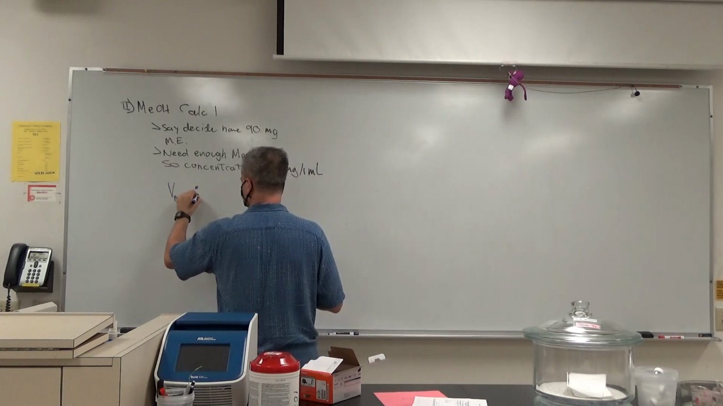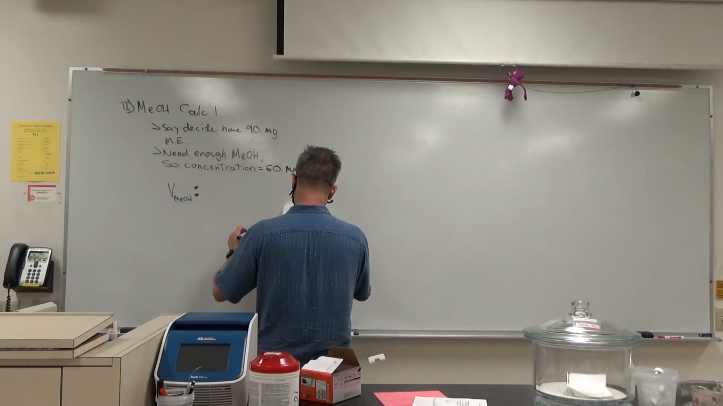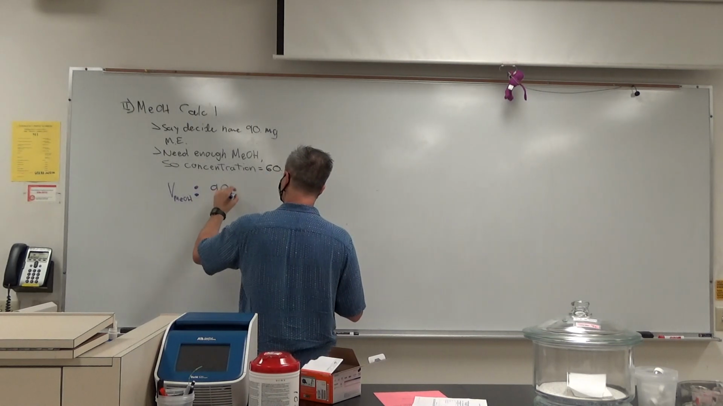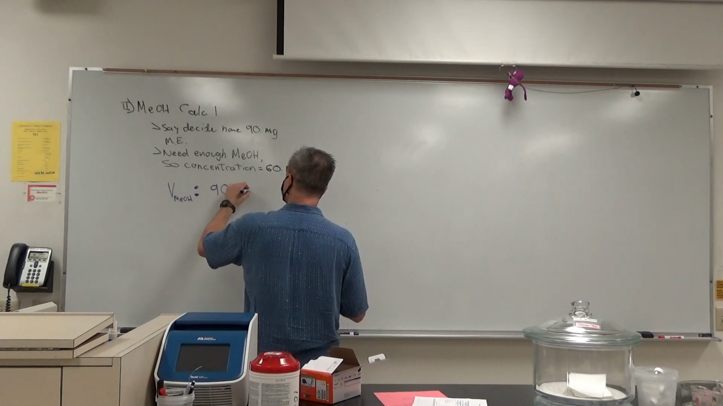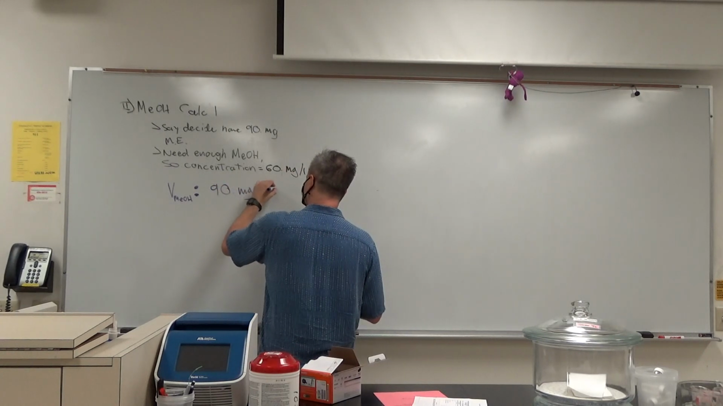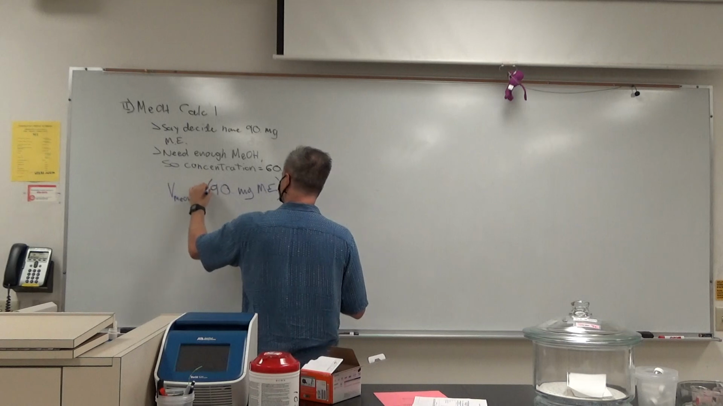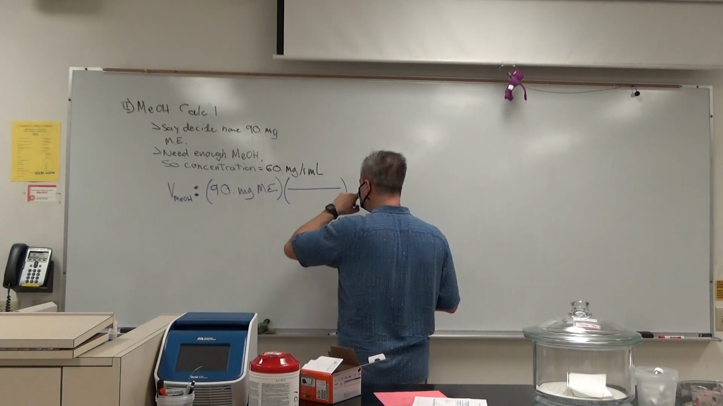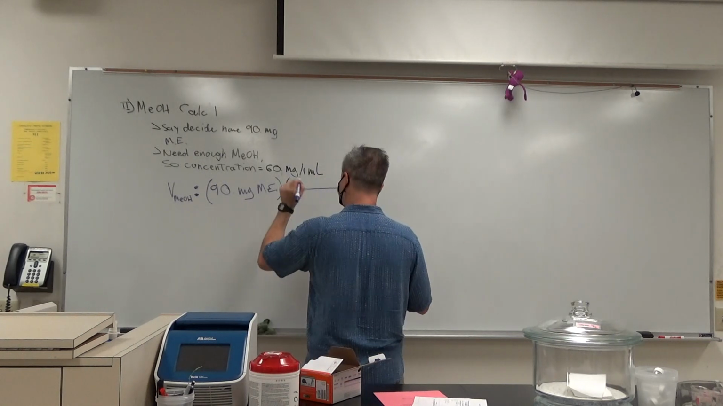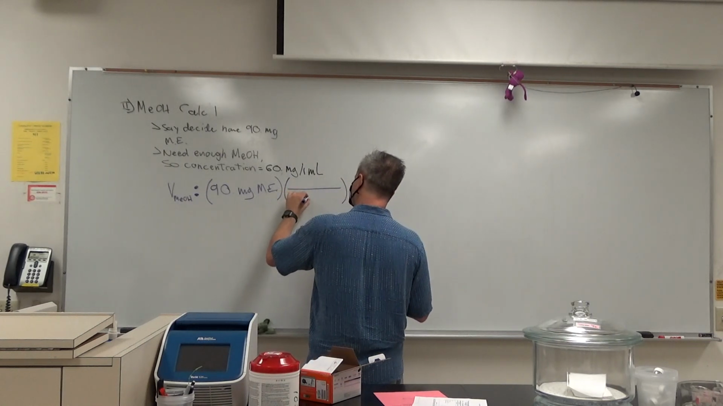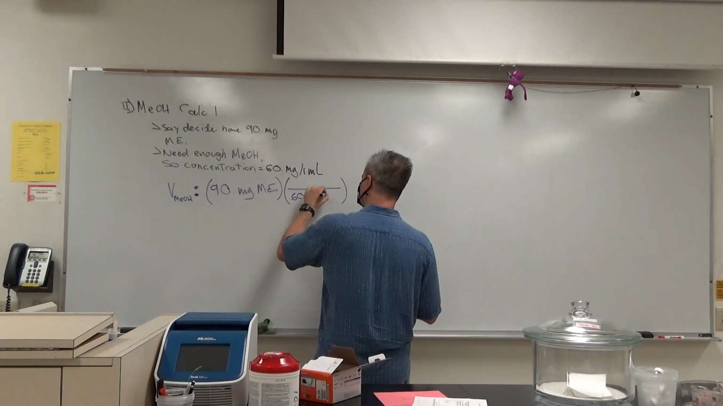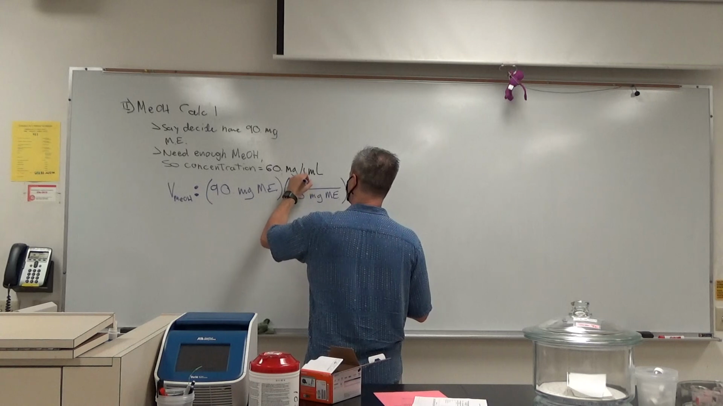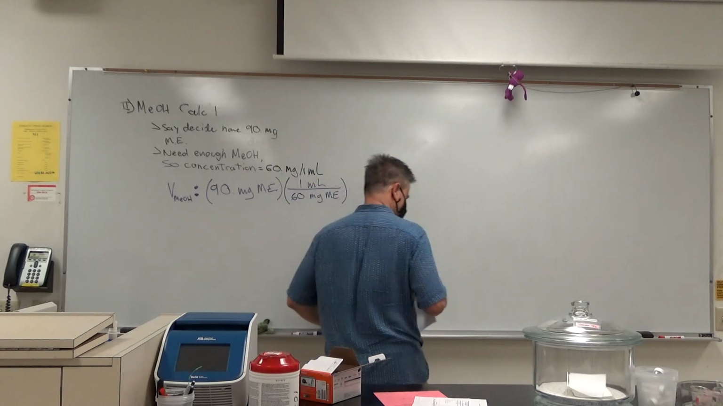Okay. Start with a discrete quantity that you know. All right. We know we have 90 point milligrams of methyl eugenol. Okay. Here's going to be my conversion ratio. I know that I want 60 milligrams methyl eugenol for every 1 milliliter.